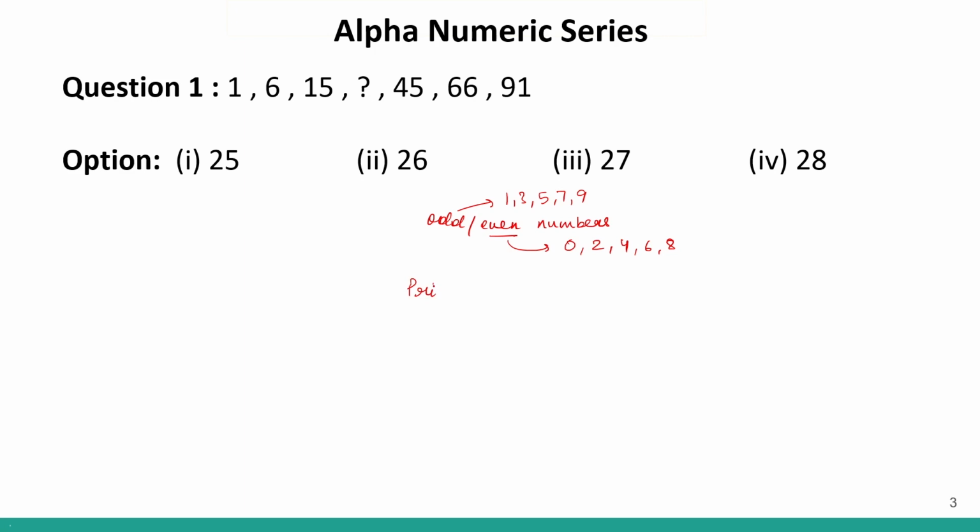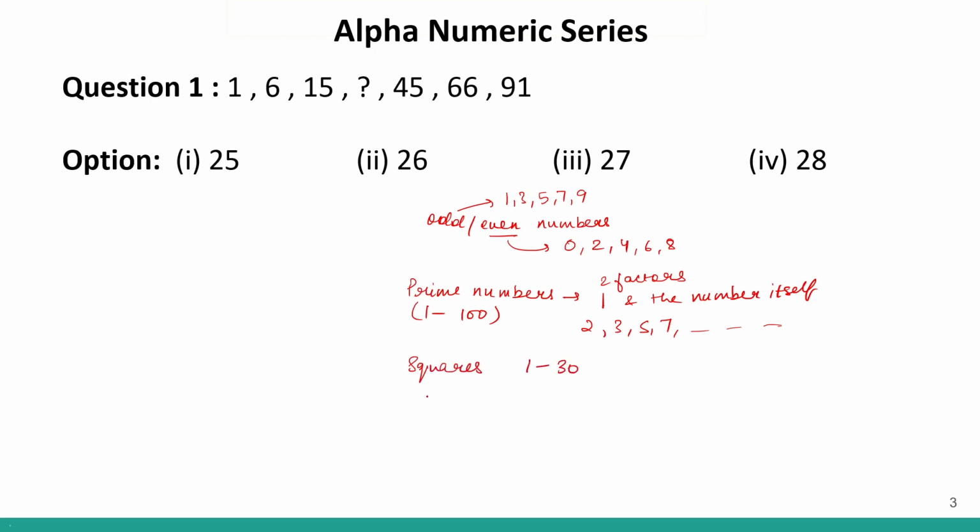Then you should know what prime numbers are. Prime numbers are numbers that basically have two factors, that is 1 and the number itself. Correct? These are your prime numbers. At least prime numbers from 1 to 100 you should remember. The first prime numbers are 2, 3, 5, 7, and so on. Then you should remember squares of at least 1 to 30 and cubes of at least 1 to 20. This much information you should retain to be able to solve questions on alphanumeric series with ease.